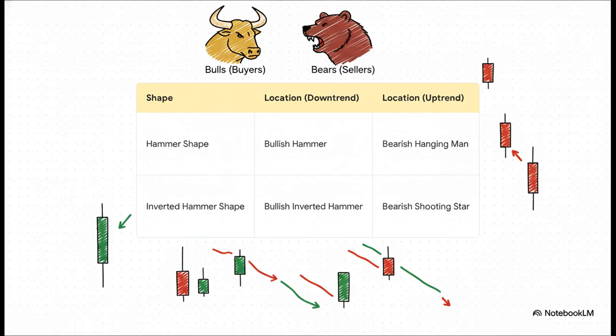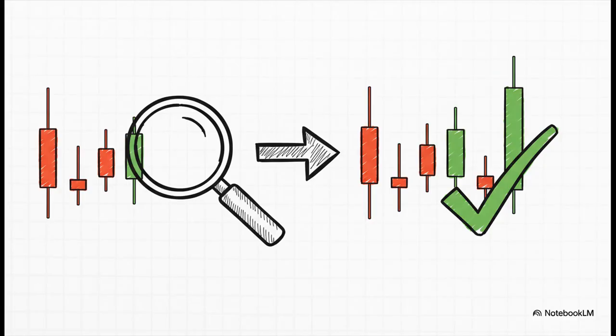Location changes absolutely everything. And here's rule number 2. This is the one that's all about discipline. You have to wait for confirmation. Why? Well, because a hammer is only a potential buy signal. The proof, the confirmation that the buyers are really in charge, that comes when the very next candle actually closes higher. If you act on a signal without confirmation, you're not trading, you're just gambling.